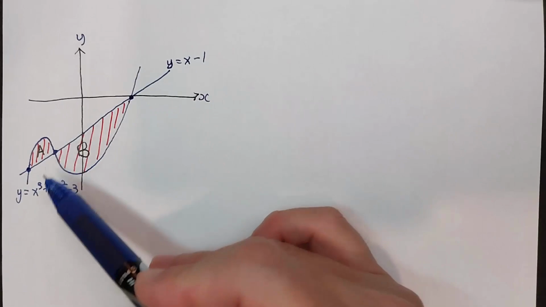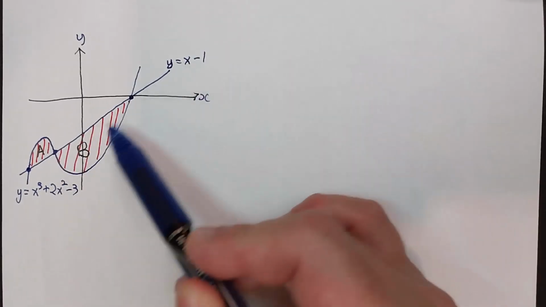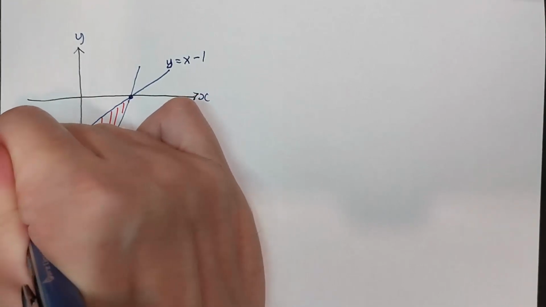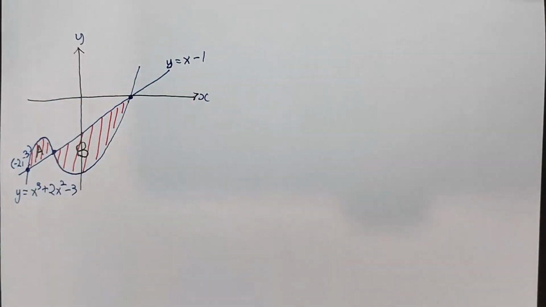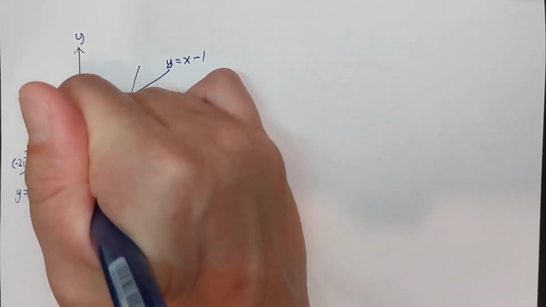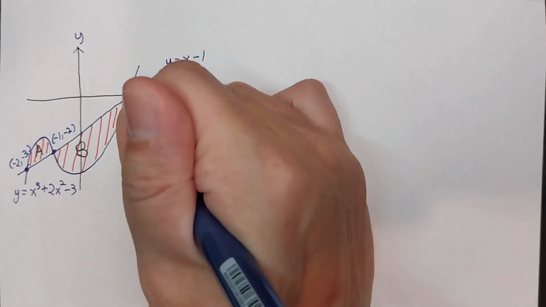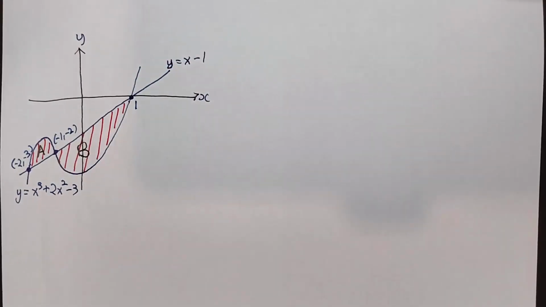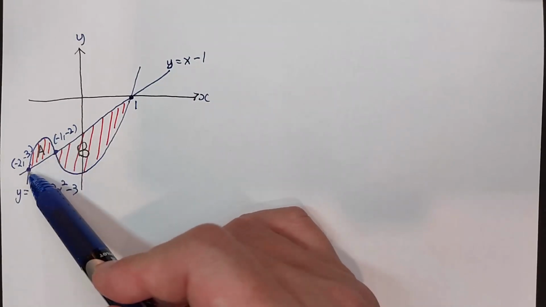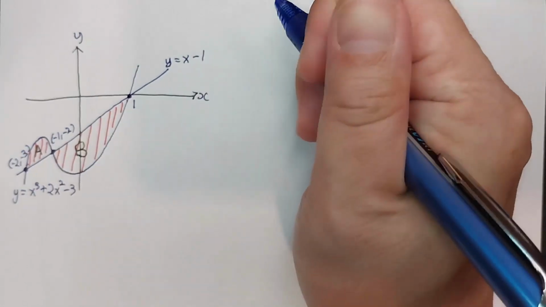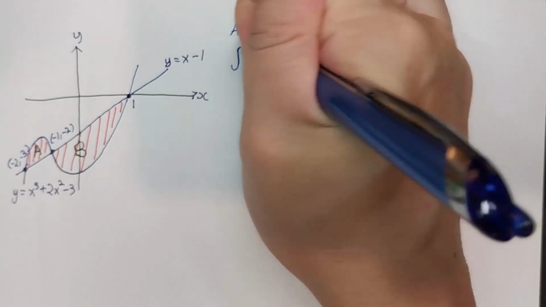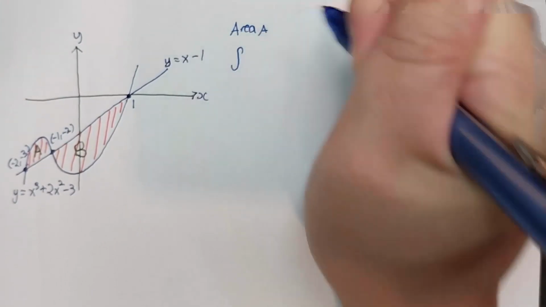So if I solve these two equations simultaneously, I will get this point as (−2, −3). I'll get the second intersection point as (−1, −2), and the last intersection point will be (1, 0). As the top curve and the bottom curve are bounded by the same upper and lower limits, I can simply use the first method that we learned just now, which is to find the area of region A.